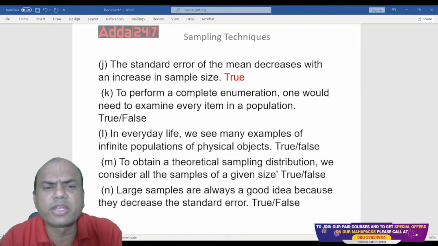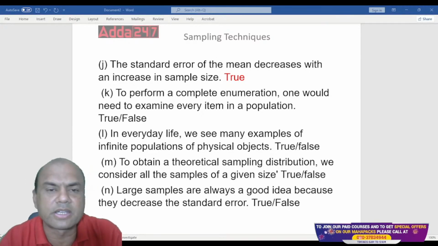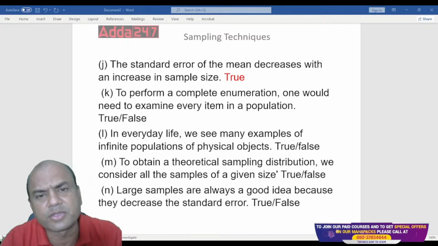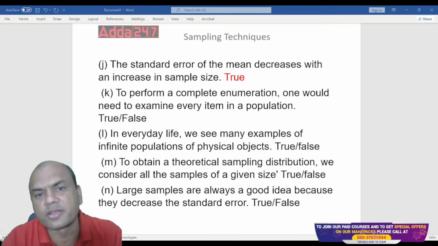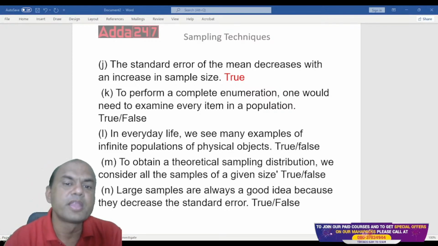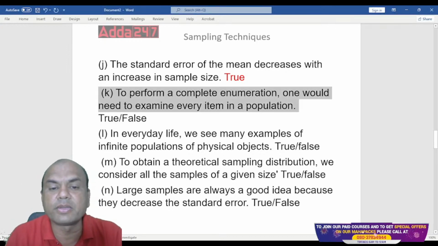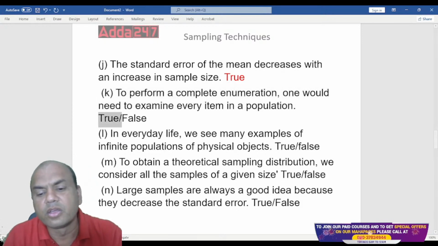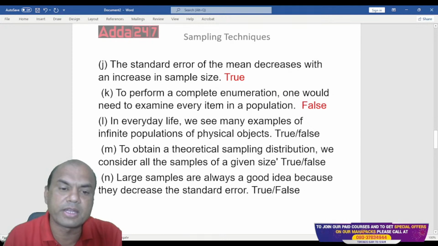What do we do in this? We take representative samples. We'll take samples from various corners of the city, or some 10 samples from various corners, and then find out the average salary. So to perform the complete enumeration, one would need to examine every item in the population. That is false. You need not do the survey of each and every element.